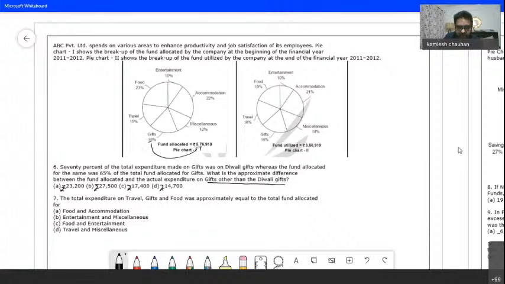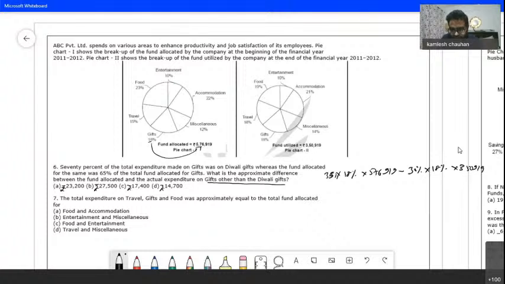18% of this number, and then allocated is how much? 35% for non-Diwali gifts. So 35% of 18% of 576,919, minus how much expenditure is made? 30% of 18% of 3591. So this is the calculation which we are supposed to do. Now if we start calculating it exactly, then this can be a bit tricky, so we'll try to approximate.